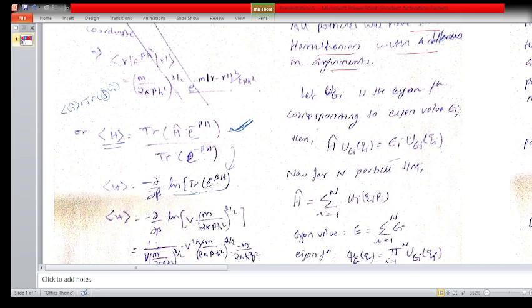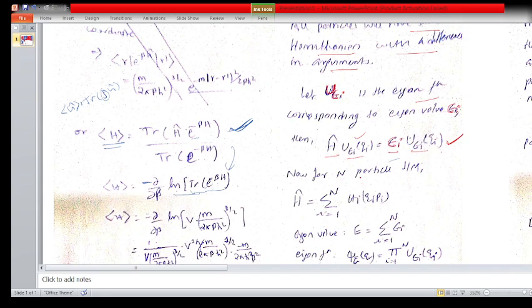So let u_{E_i}(q_i) be the wave function or eigenfunction corresponding to the eigenvalue E_i. Then we can write the Hamiltonian acting on this eigenfunction will give you the eigenvalue E_i times the same eigenfunction u_{E_i}(q_i). So this is the Hamiltonian representing the single particle, the ith particle.